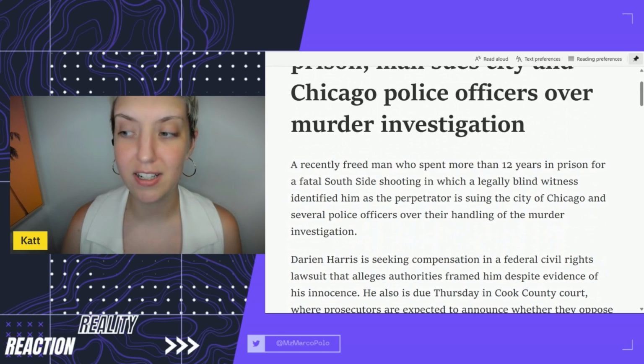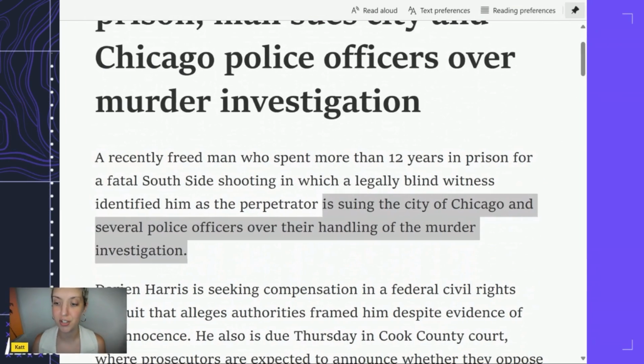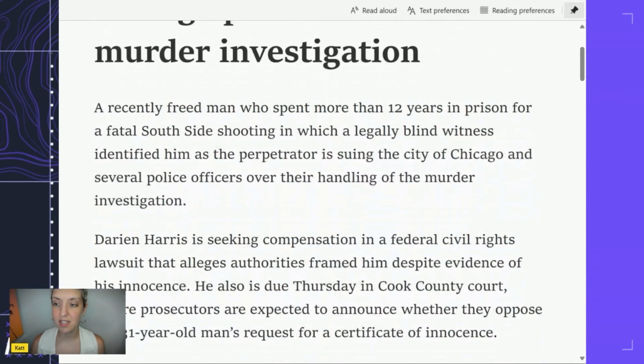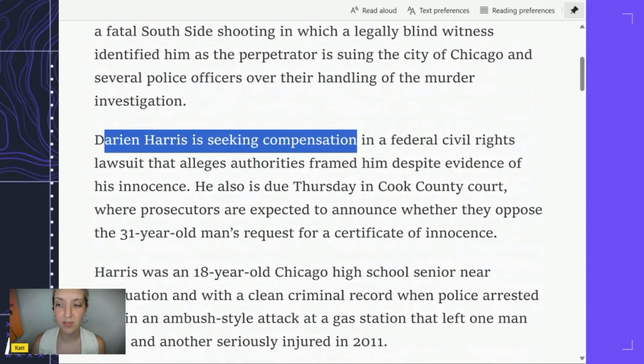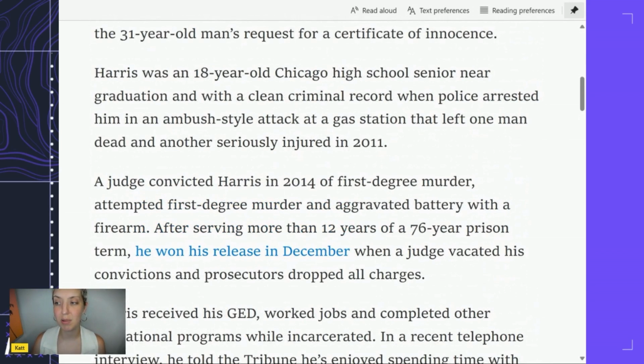So remember, Darien Harris is suing the city of Chicago and several police officers over their handling of the murder investigation. He's seeking compensation in a federal civil rights lawsuit that alleges authorities framed him despite evidence of his innocence. So they knew and framed me anyway. And here we have a little more detail about the case.